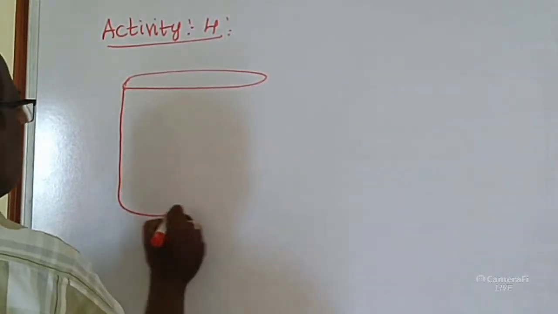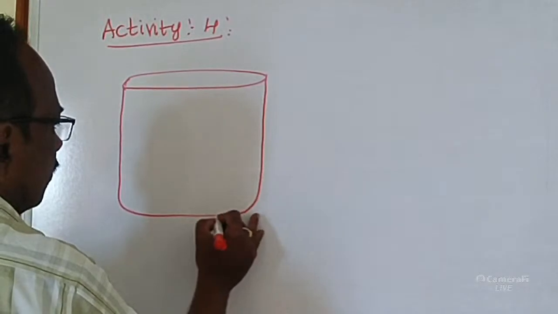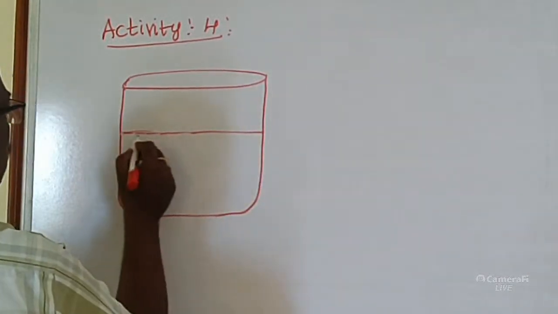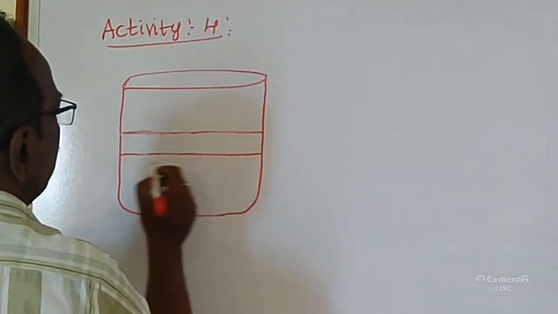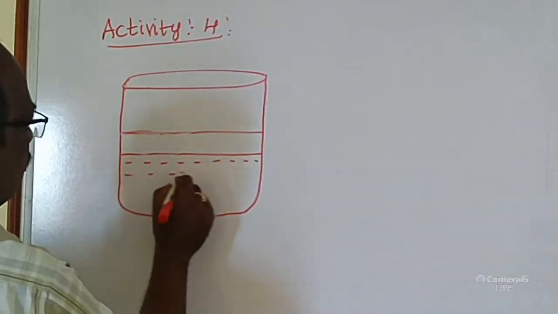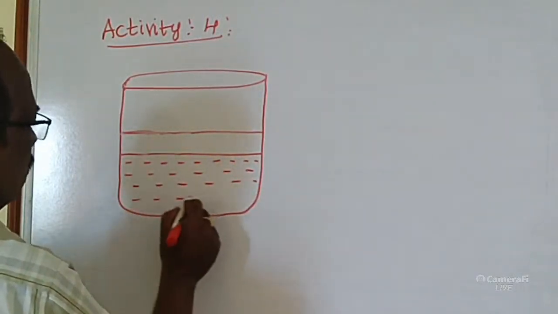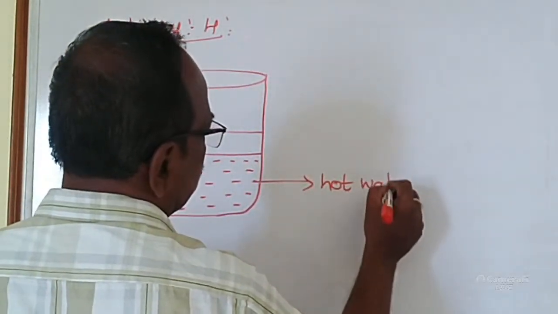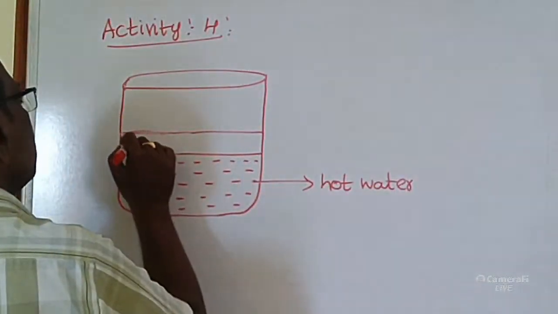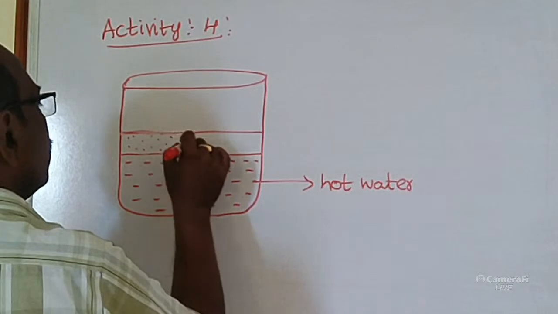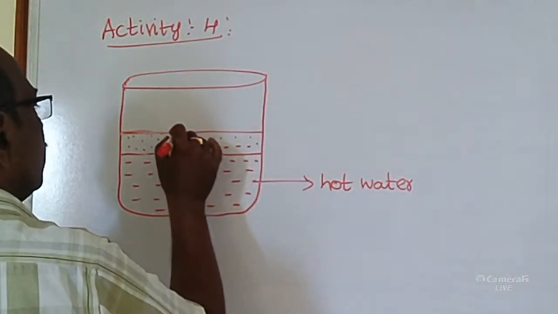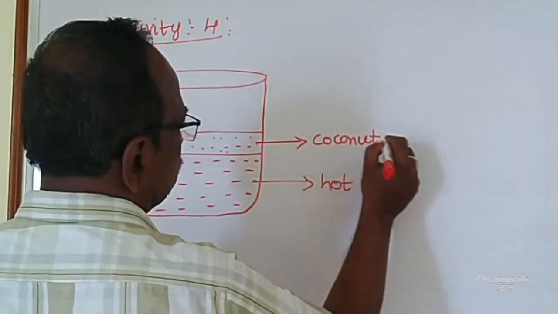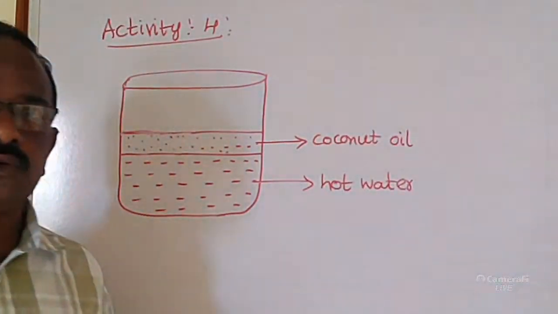First of all, you can take one cylindrical vessel. Here you can fill it with water and oil. Suppose this one is water. This one is hot water. This one is oil. Coconut oil. What is the name of this one? This one is coconut oil.